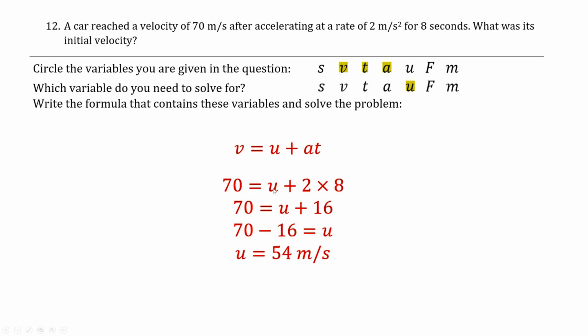70 minus initial, 54 meters a second was the initial velocity. And this is one you could have just worked out without using the equation. You could have done it intuitively. However, it's good to do the setting out in case you get it wrong, then you can get some marks.